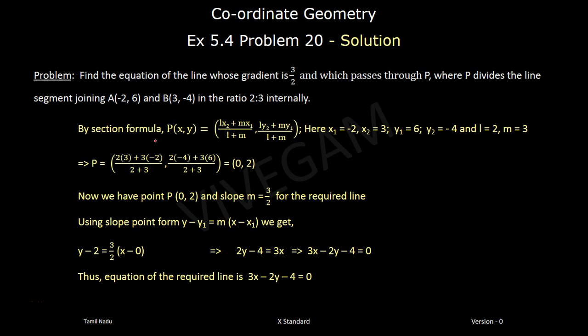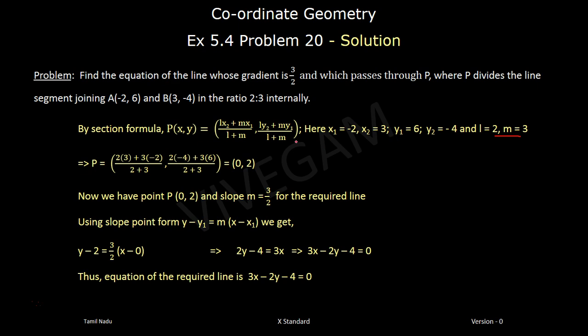The solution. By section formula, P of x, y equals (L x2 plus m x1) divided by (L plus m), and (L y2 plus m y1) divided by (L plus m). Here L equals 2 and m equals 3. That's what is written. And what is x1, y1? The point P divides this and this. So this is x1, y1. So x1 is -2 and x2 is 3. y1 is 6 and y2 is -4. That's what we have written here. Okay. Then use this formula and get the value of P.